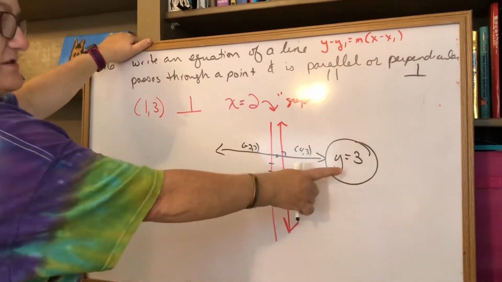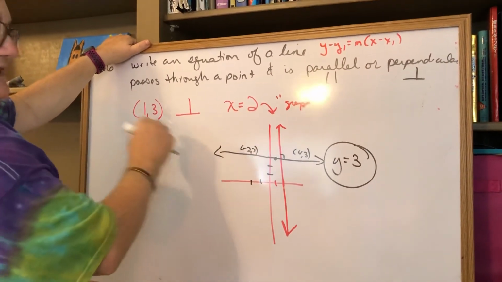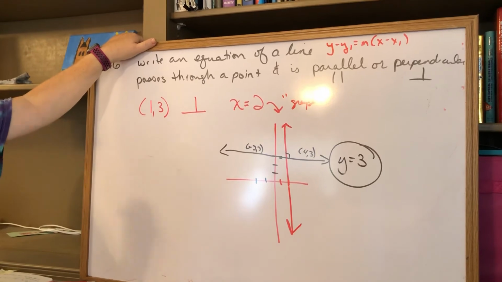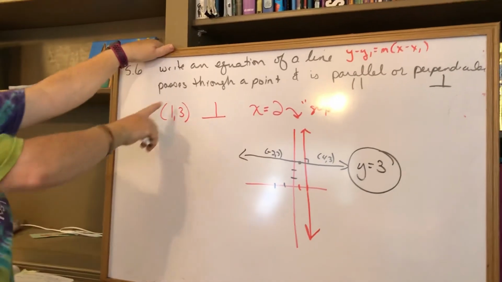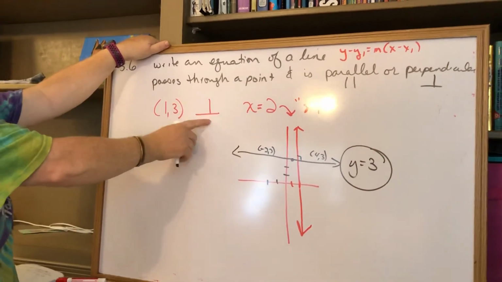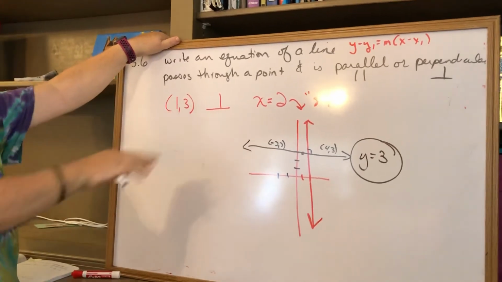So once again, if you have something that just says y = 3, x = 2, anything like that, graph it first, and then graph whether you're wanting it parallel or perpendicular, and through that point, and then write your equation.